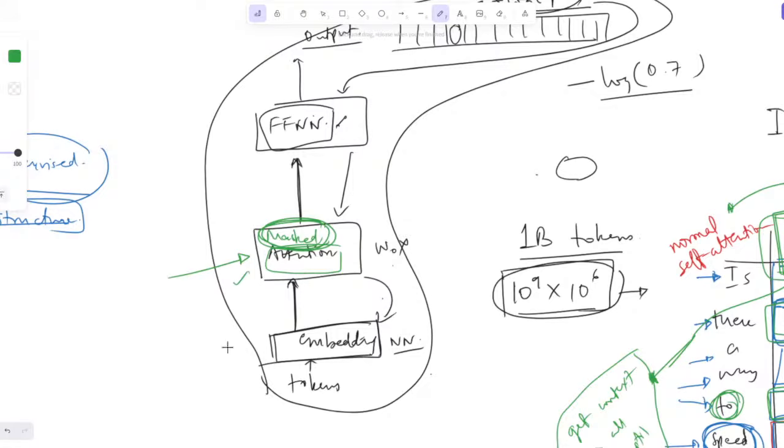During training, you need it. During actual production usage, you don't want to update the weights. You don't want to mess with it, so you keep this masked attention.